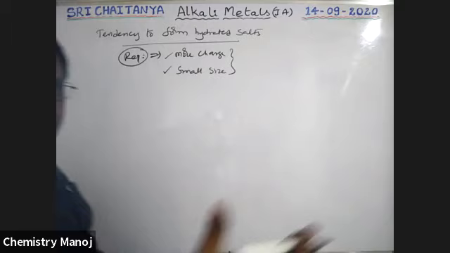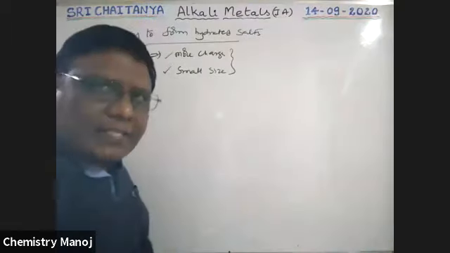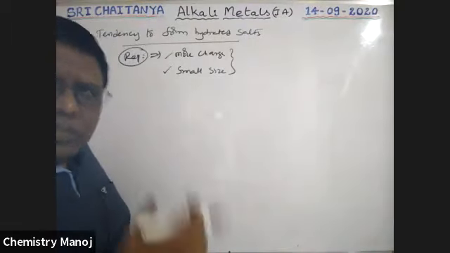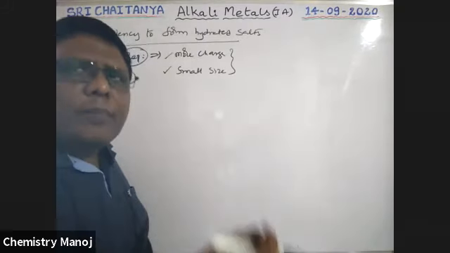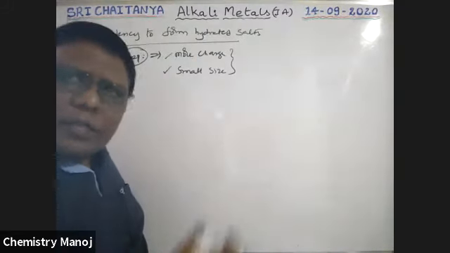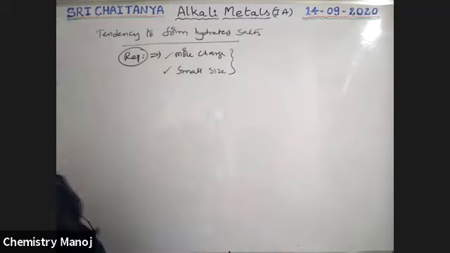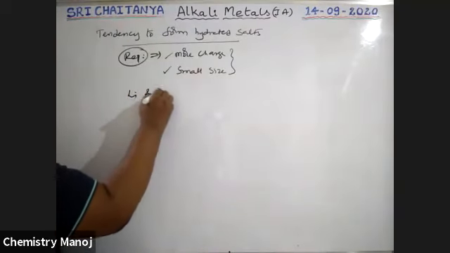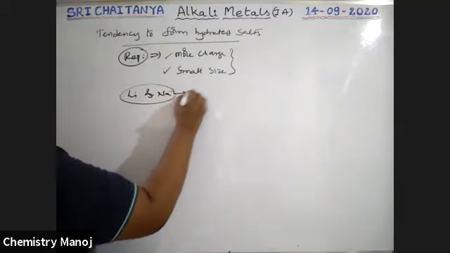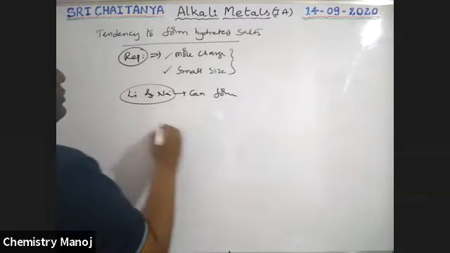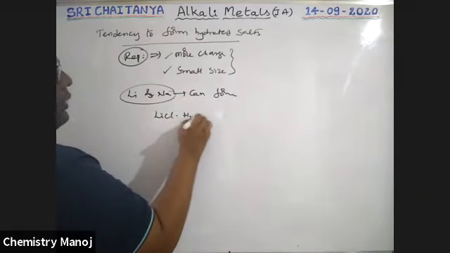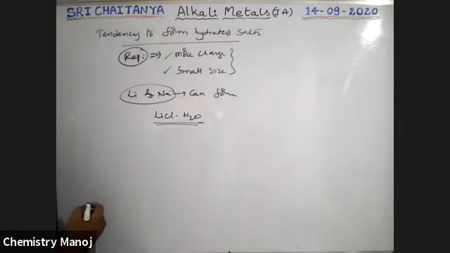But our alkali metals, when compared to other metals, are big in size, and small size is almost negligible. So that is why only lithium and sodium can form hydrated salts. The remaining elements never form hydrated salts. Like that, lithium and sodium can form, so LiCl·H2O, hydrated lithium chloride, is a possibility.